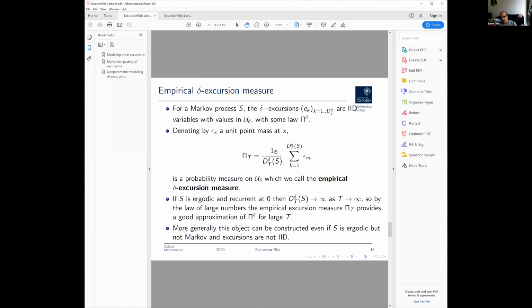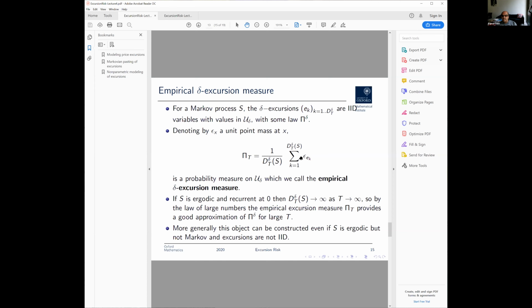And I normalize by the total number of observations. This is the total number of delta excursions up to time t. So this is a probability measure called the empirical delta excursion measure. No assumption here on S. S can be a single path. It can be a Markov process. It can be whatever you like. I can always build this from any path. So this decomposition exists, and I can always build this. I call this the empirical delta excursion measure associated with the path S.